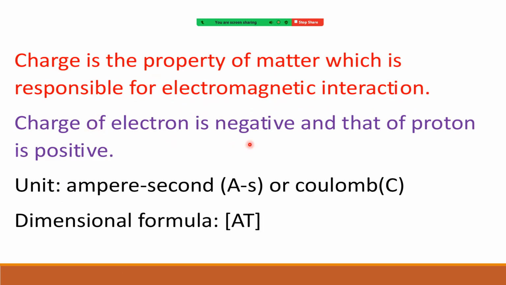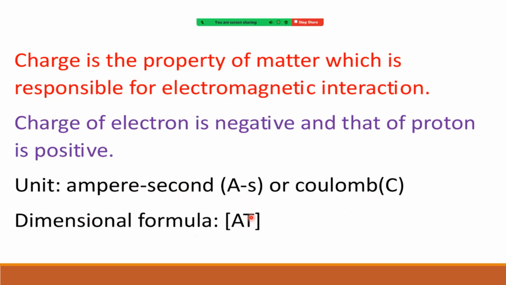This is the definition part for charge. And charge of electron is negative, that of proton is positive. Coming to units, Coulomb, name of a scientist, so the notation must be capital C. Otherwise, in terms of current, ampere second, so capital A, name of a scientist, and second. And the dimension formula is A for current ampere and T for time.